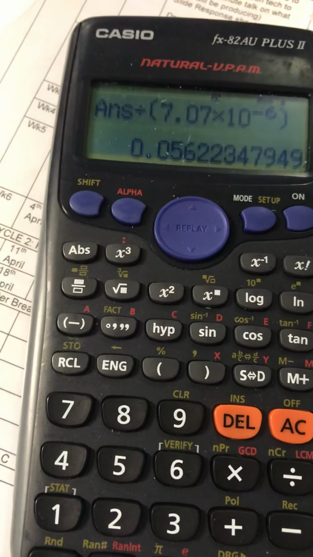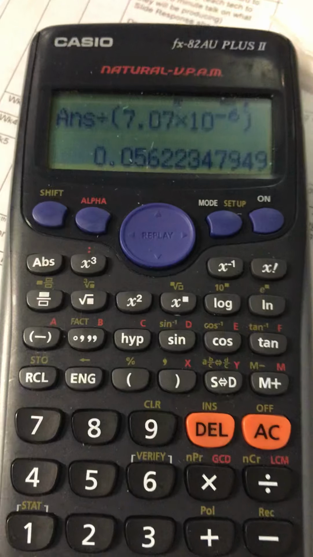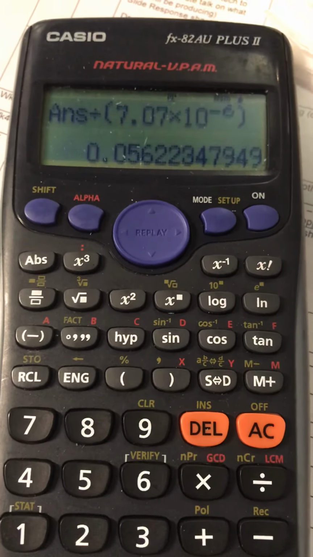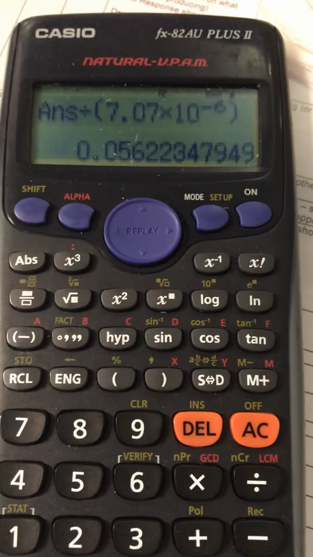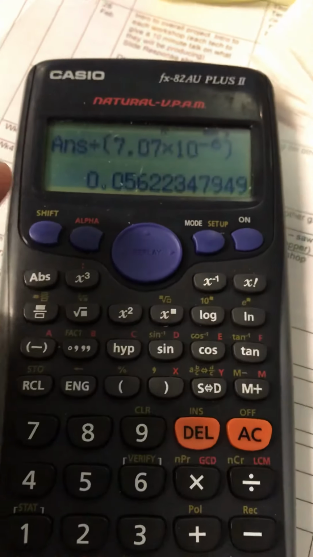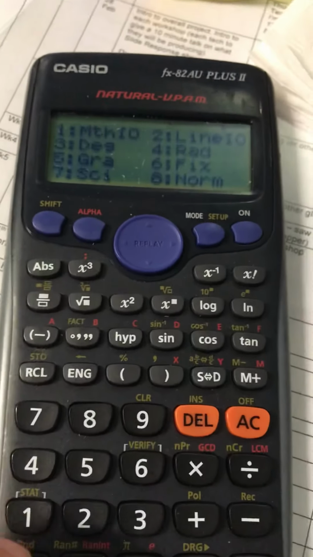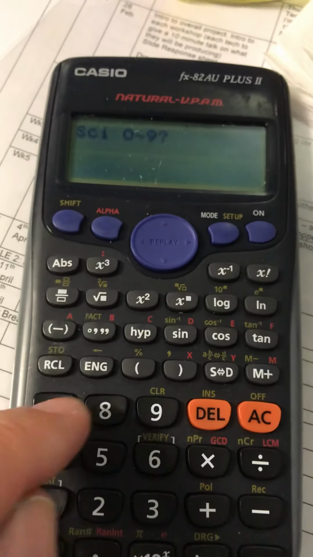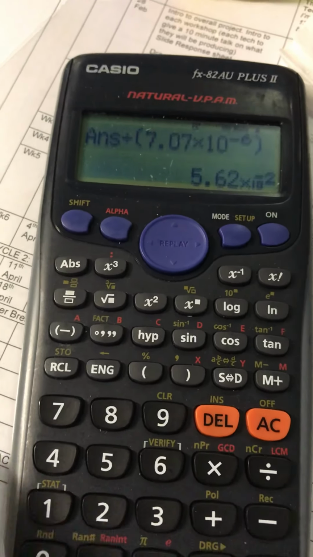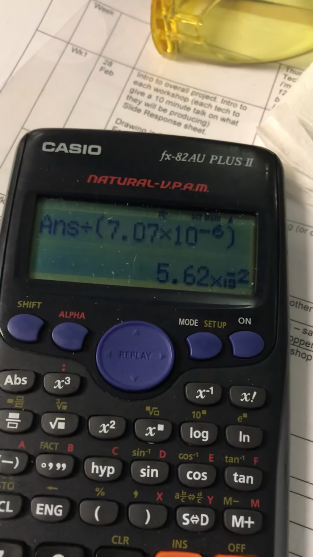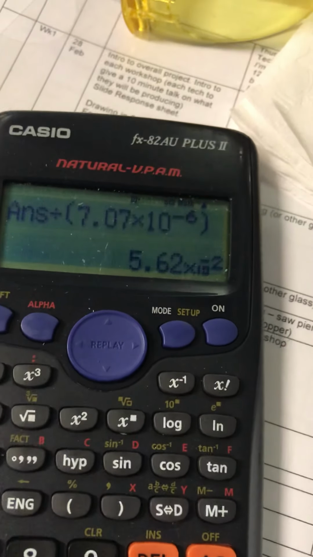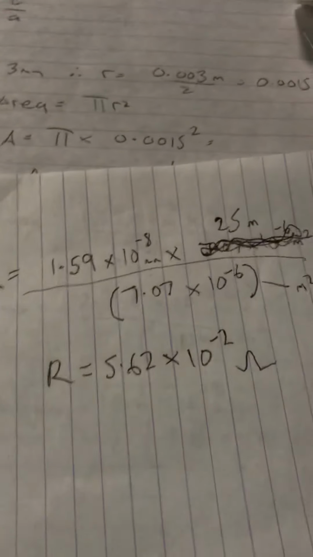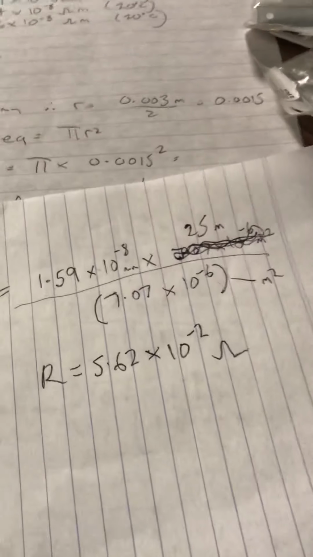Now, I could just write that as a resistance in ohms, but you're really better off writing it in scientific notation, I think, for a very small number like that, seeing we started with scientific notation. So I could go shift mode setup and hit 7 for scientific, and I'm going to hit 3 because I want 3 digits, and there it is there. So the resistance is equal to 5.62 by 10 to the minus 2 ohms. And that is your answer. And the working out for the other questions will be exactly the same.